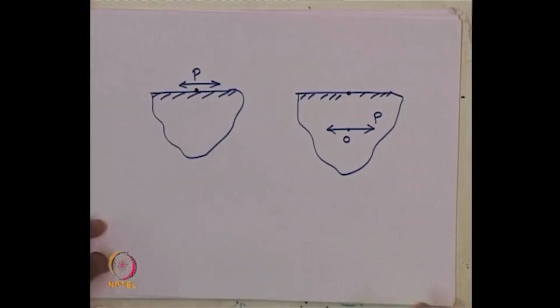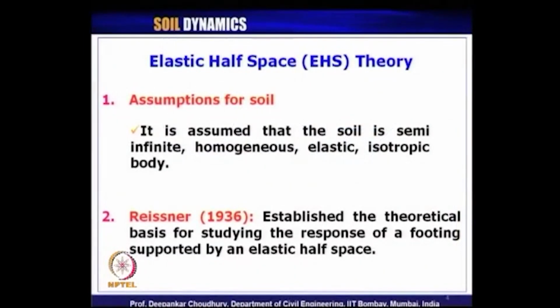So, how Reisner had modified this: using the concept of dynamic Boussinesq's problem, Reisner established the theoretical basis for studying the response of a footing supported by an elastic half space. So, what was the model considered by Reisner? Let me draw that.